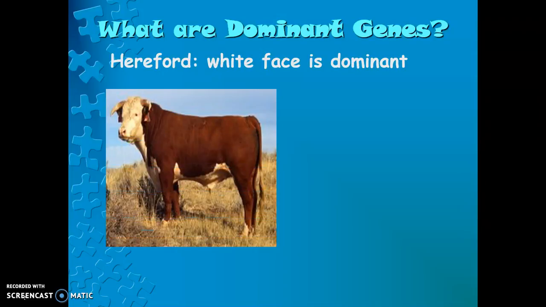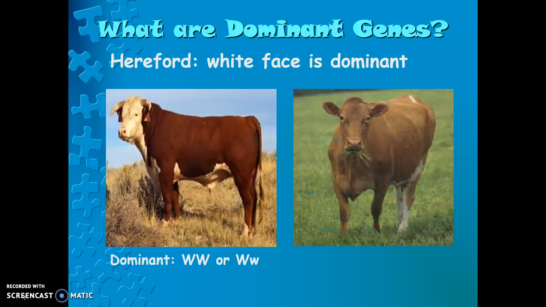This cow has a white face, so it has a dominant gene. So its genotype could be WW, two white face genes, or big W, little w, for one white face gene and one not white face gene. This cow does not have a white face. That means it does not have a white face gene, so little w, little w.